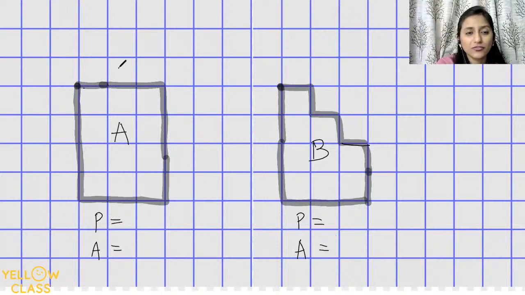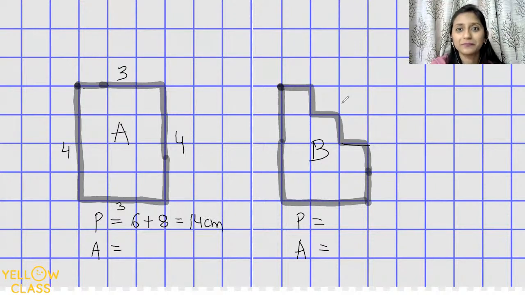Okay, let's do this. 3 and this is 4. So this is 2 times 3, which is 6, and 2 times 4, it is 8. So what will you get? 14. Good. And what about the perimeter for this one?